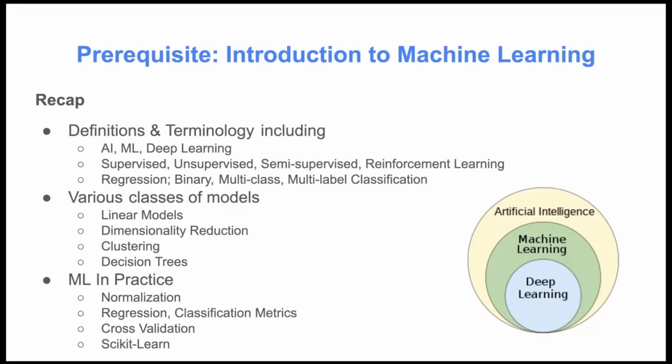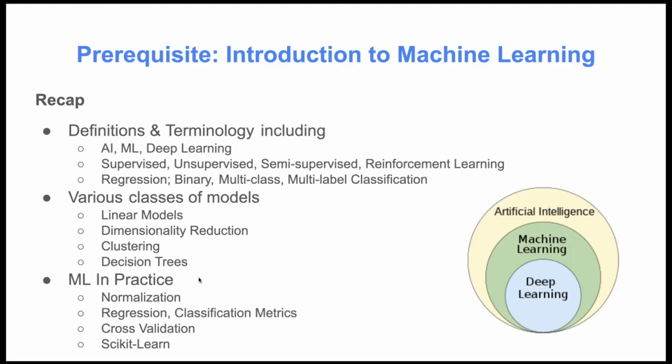We talked about the differences between supervised and unsupervised types of learning, about regression versus binary and multi-class classification, and machine learning models in general. And we discussed several different models, including linear models, various clustering and dimensionality reduction approaches, and also decision trees. And finally, we went over some machine learning in practice. We did that practical Colab notebook, and there we looked at normalization. We talked about different regression and classification metrics, and of course cross-validation, making sure that your model is indeed generalizing, and of course the scikit-learn library.